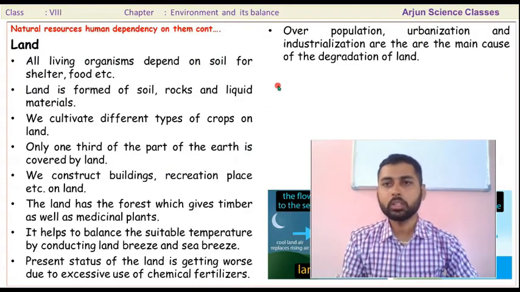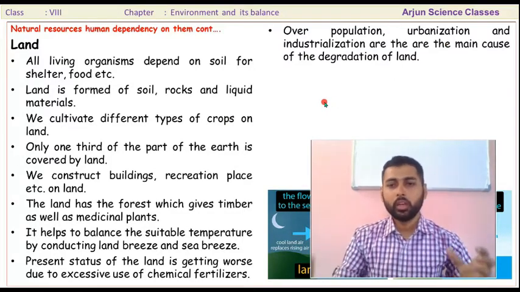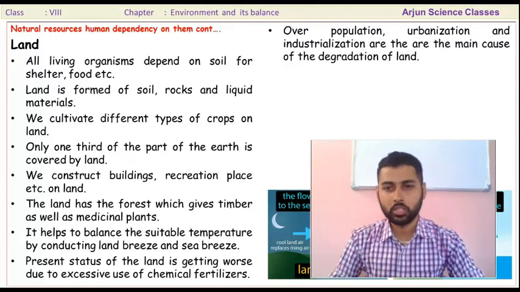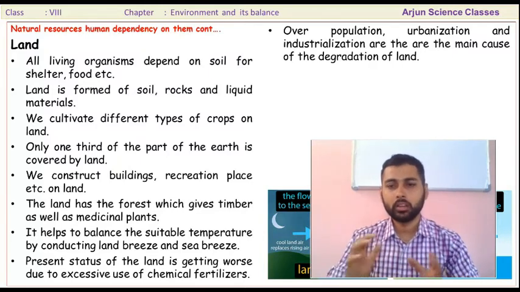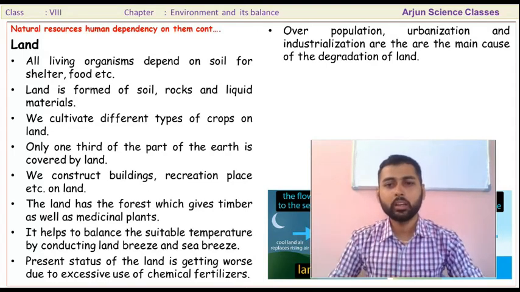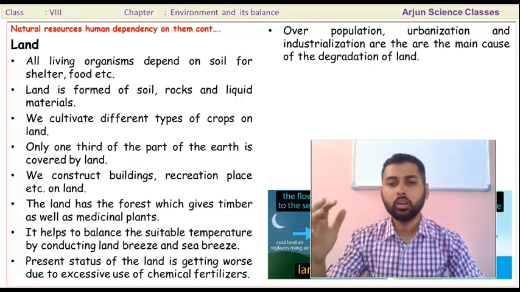So overpopulation, urbanization and industrialization are the main causes of the degradation of land. As the number of people increases and the land is limited, dear students, the land is limited and the number of people is increasing day by day. So the limited land cannot hold more people.